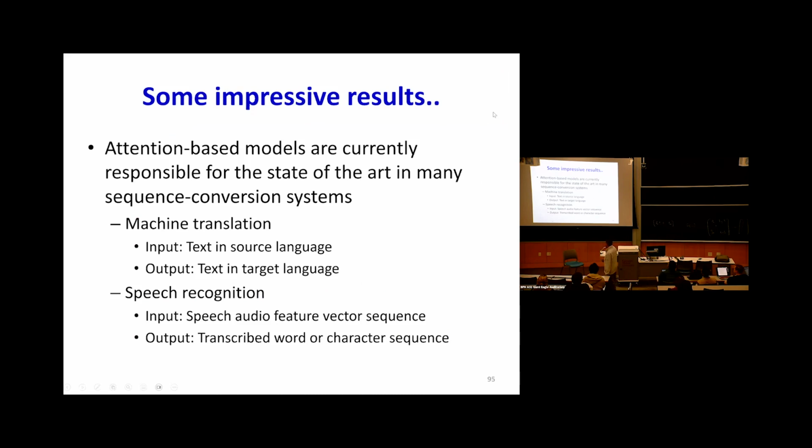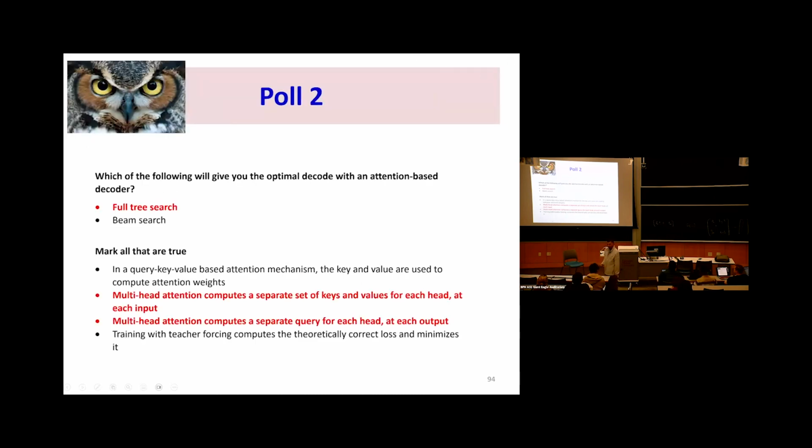So, wait a minute. The second and the third are true, right? Full tree search is what you would have to perform to be fully optimal. And multi-head attention computes a separate set of keys and values for each head. And it also computes a separate query on the decoder side corresponding to each head. And the different heads may be thought of as computing different views of the input to compute a context vector, right? Questions, anyone?